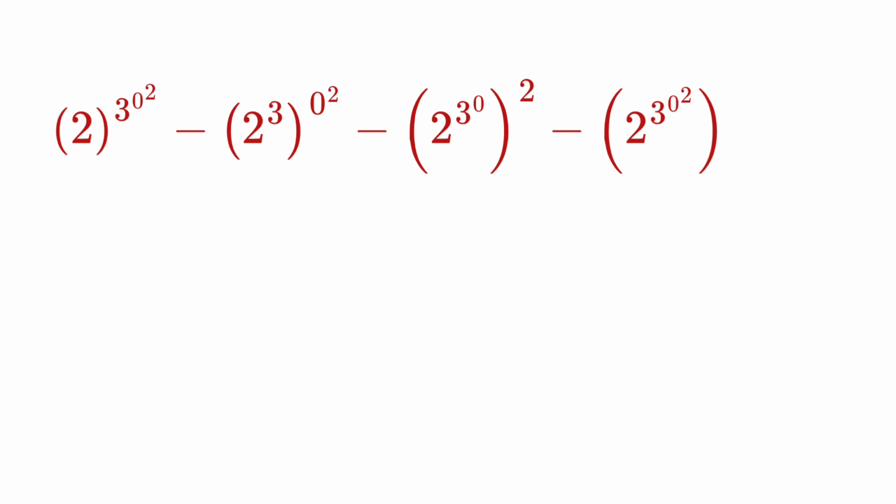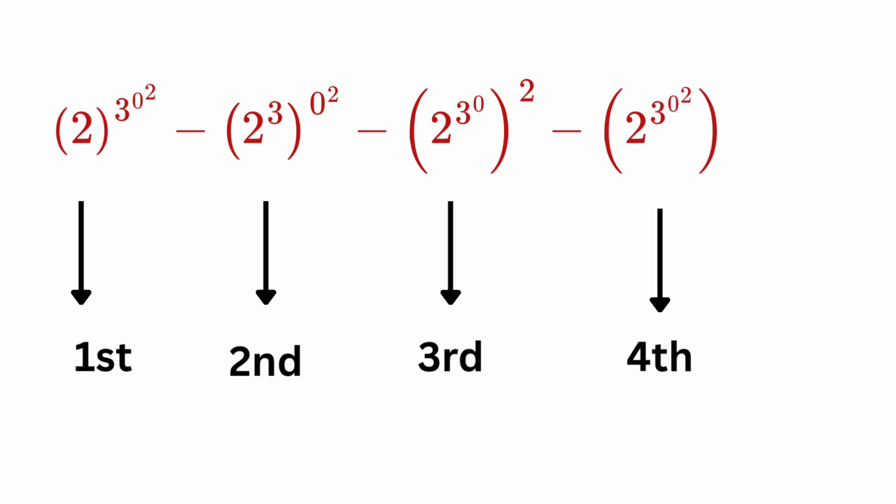This is our question. If you see clearly, the brackets are increasing step by step. This looks like a power tower. We can take this as first term, second term, third term, and fourth term.